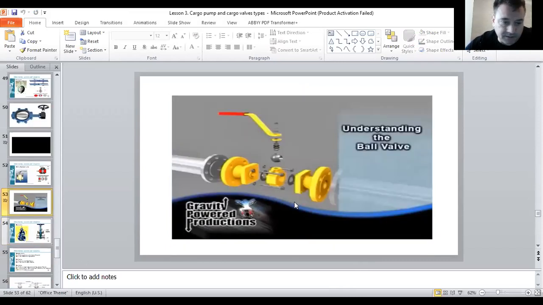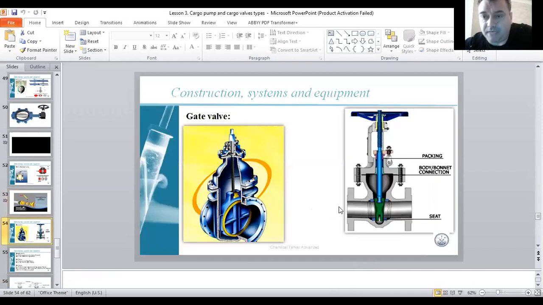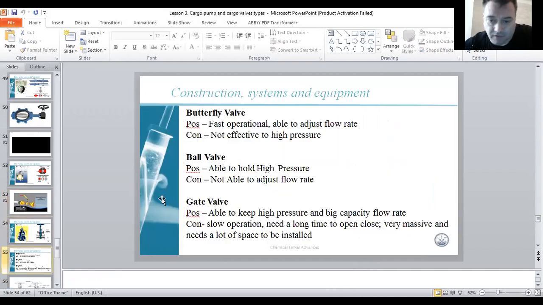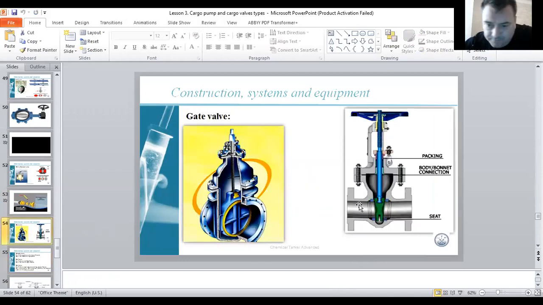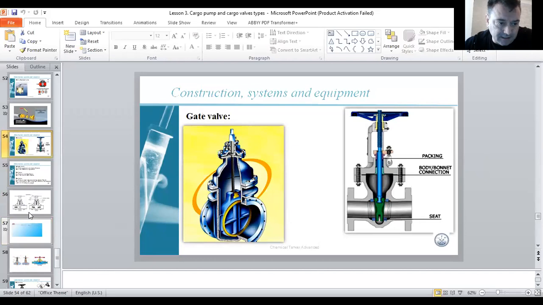Okay, number three, which is used on the big vessels, is the gate valve. The gate valve is also very common. It has a very good pressure holding capacity, so it can be closed tight. But it needs a big amount of space and operates very slowly. To open it fully, you need about 2-3 minutes. To close it again, 2-3 minutes. You can find on the internet how they operate.